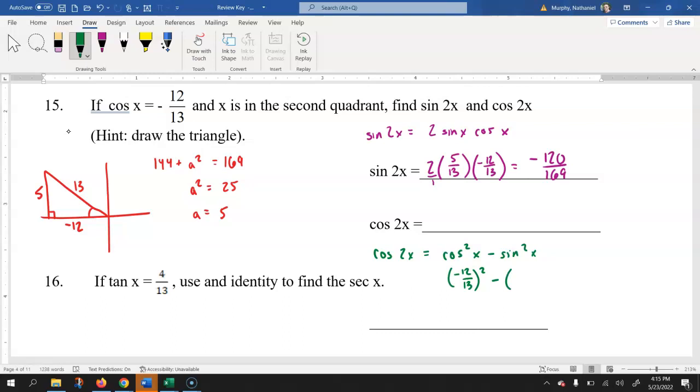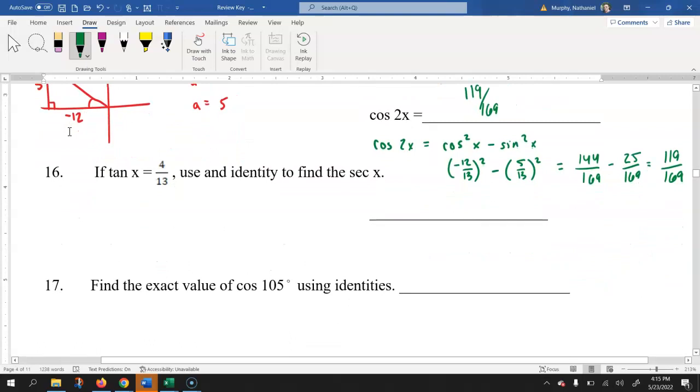And sine is 5/13, and we're going to square that as well. So when I square negative 12/13, I get 144 over 169. When I square 5/13, I get 25 over 169. So when I go to simplify that, 144 minus 25 is 119 over 169. So that would be your answer for the cosine of 2x.